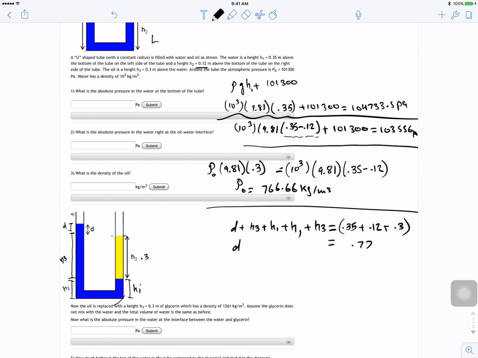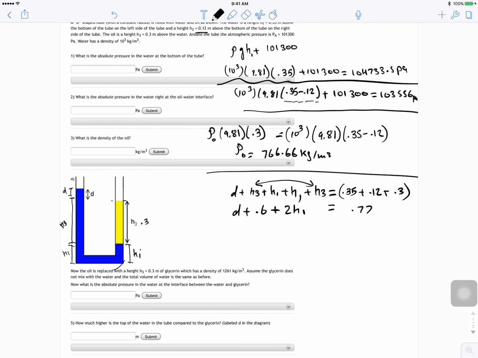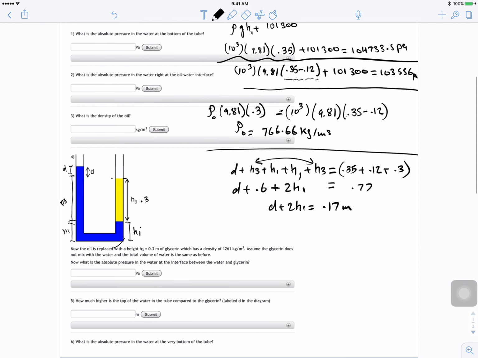So here we have D plus two H3s, and H3 is 0.3, so times 2 is 0.6, plus 2H1. So D plus 2H1 is going to be equal to 0.17 meters.